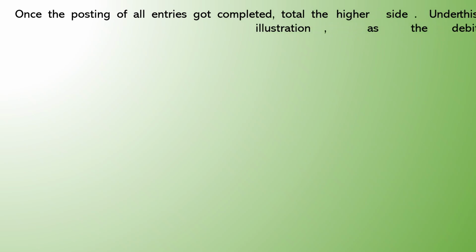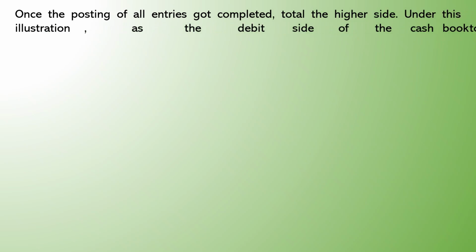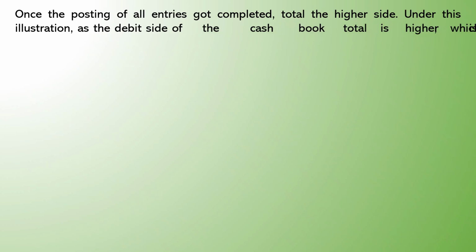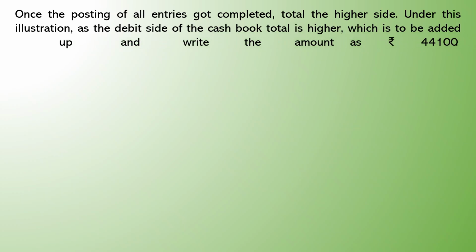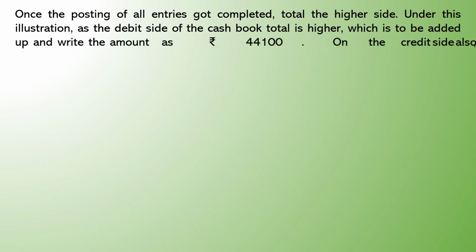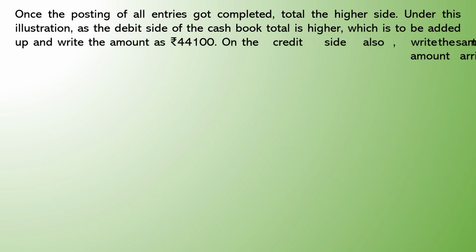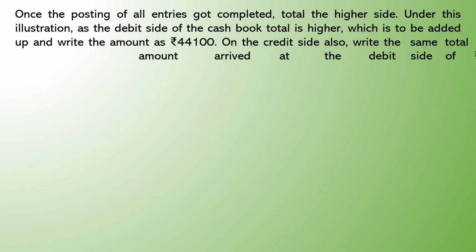Once the posting of all entries is completed, total the higher side. Under this illustration, as the debit side of the cash book total is higher, it is to be added up and the amount written as 44,100 rupees. On the credit side also, write the same total amount of 44,100 rupees by leaving space for including one entry.